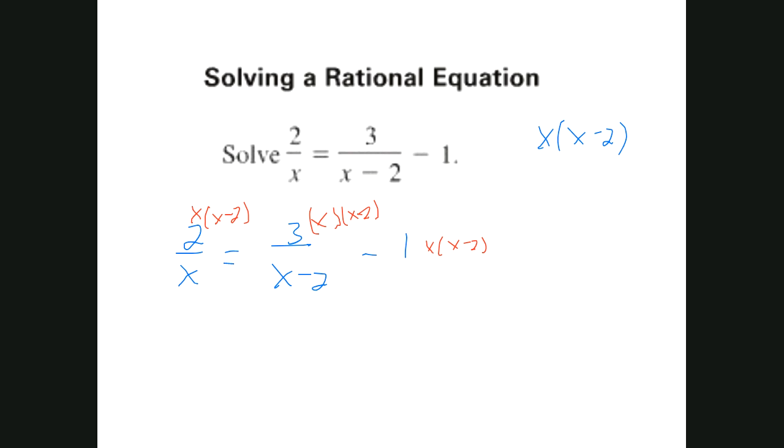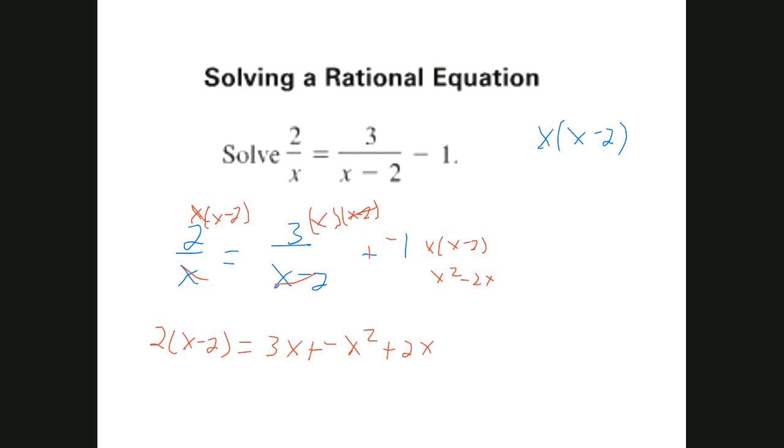So what happens here is the x crosses out. So I'm left with 2 times x minus 2 over here is equal to, well, here the x minus 2's cross off, so I'm left with 3 times x, and here nothing crosses off because there's nothing in the bottom. So I'm going to multiply this through. That gives me x squared minus 2x, right? But I have that minus 1 there. So it's really negative x squared plus 2x.